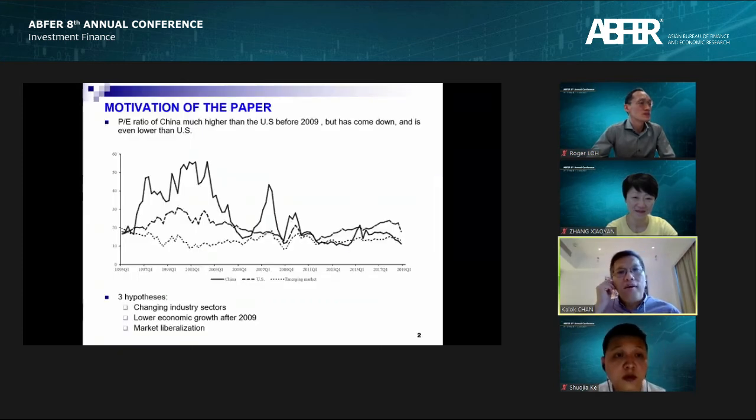So let me elaborate again on the motivation of the paper. I think Xiaoyan has done a very good job in explaining why this paper. First of all, they observe this PE ratio of China relative to the U.S. is very high before 2009, but it has really come down, and now it's even lower than the U.S. And that pattern for China is really different from the emerging market. Because usually, people who think about the emerging market, the valuation will be lower than the developed market, like the U.S. But clearly China is really different. But now it seems to be a more reasonable valuation than before.